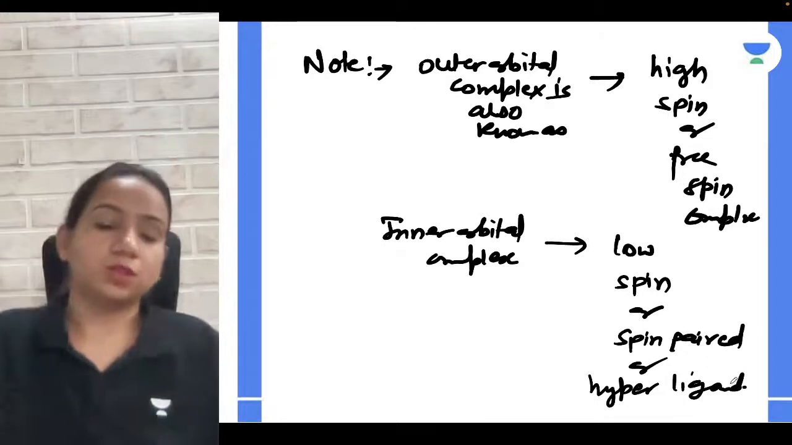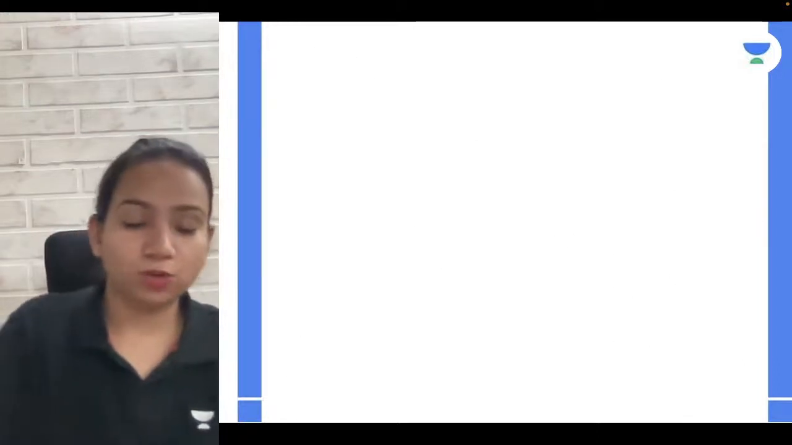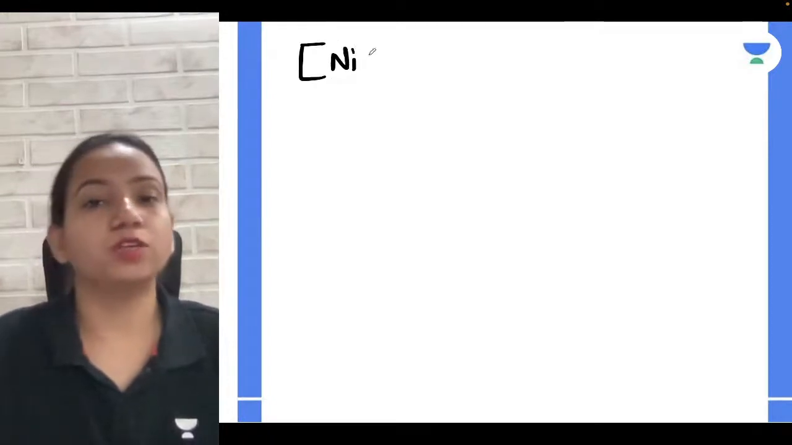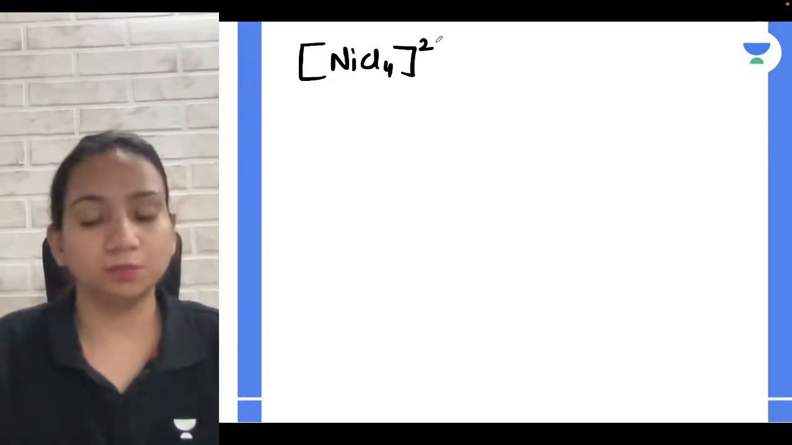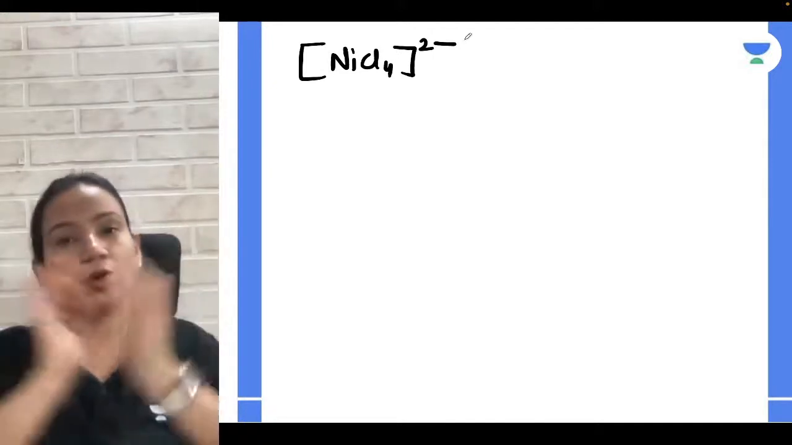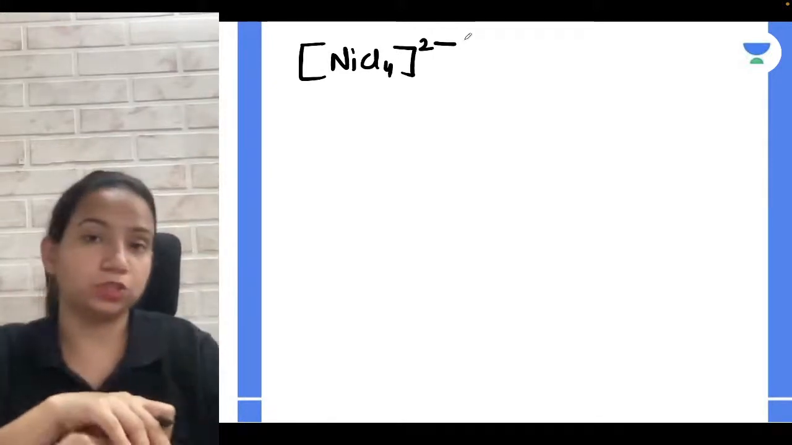Very good. So let's just do some more questions. Let's see who and all will be able to answer it. So I'm giving you NiCl4 2 minus. So here there are 4 ligands. So for first steric number, you can have either sp3 or dsp2. That we have to judge what it is going to be.